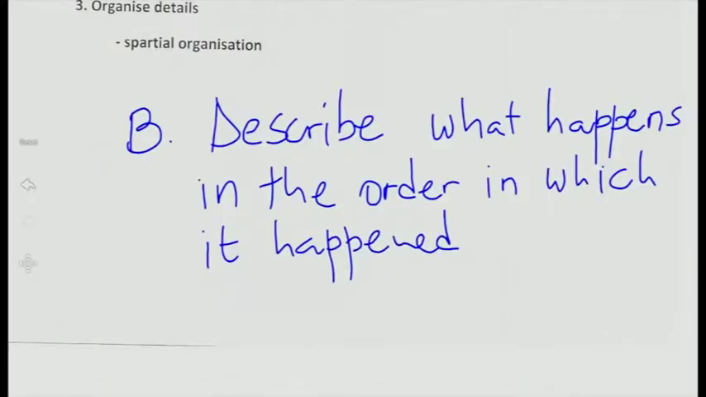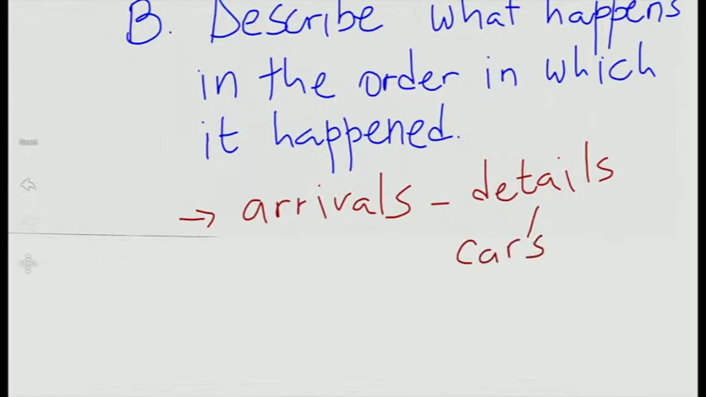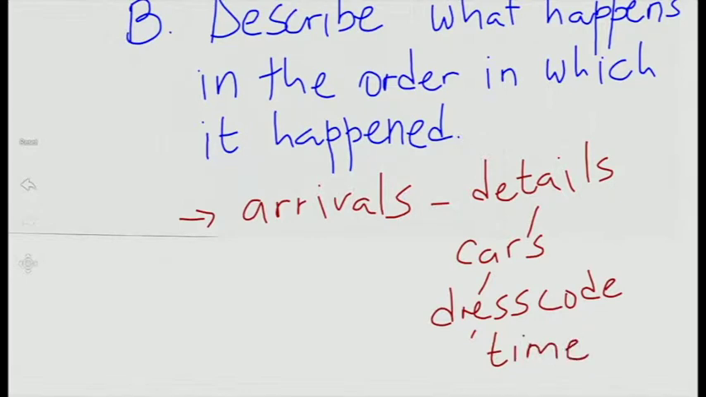In the prom night, we know that there will be arrivals. So you want to give us details. The details will include the cars that they arrived in. They'll also include maybe the dress code. And it could also be the time in which they arrived. So those are the details that you want to include, and these are basically on the arrivals.